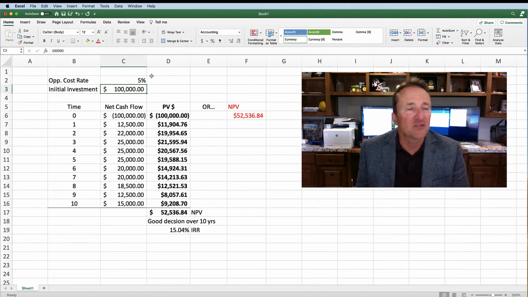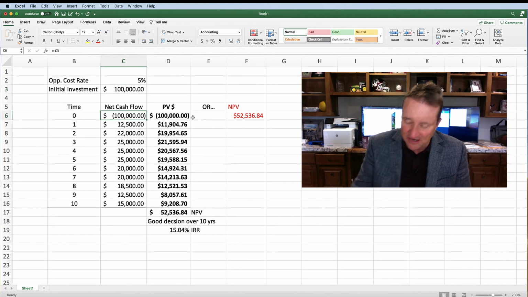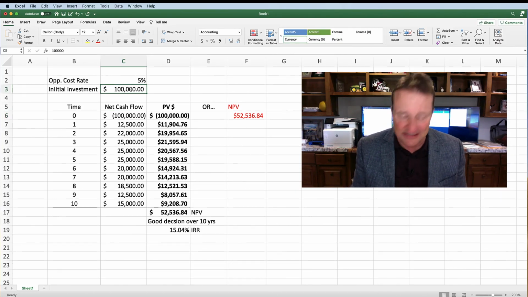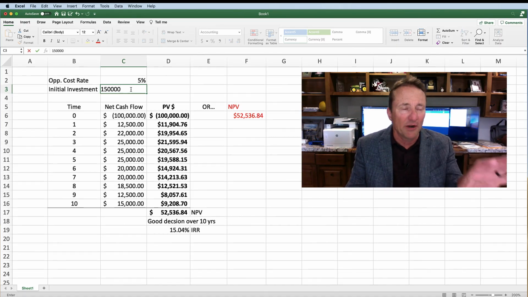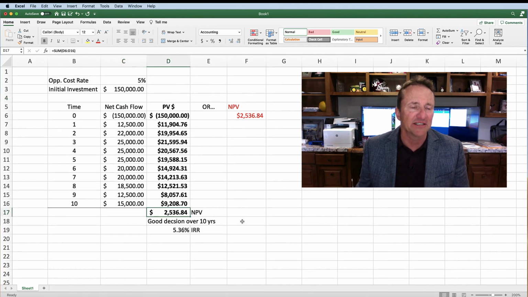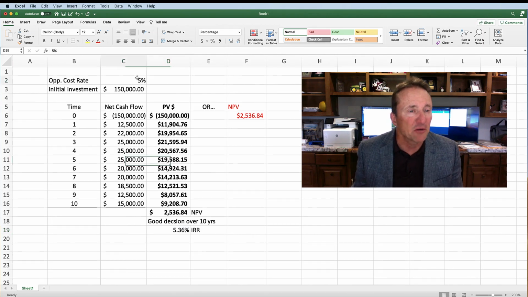A couple of other things we might do, and we've used Excel for this, we might come in here and say we have miscalculated what it costs to get this thing built. We really now have bids in. This thing's going to cost us $150,000 to get built. If you just change that one initial investment, it updates the whole sheet, and guess what? It's still positive by $2,500. Now, however, it's only earning 5.36%. You required it to earn 5%. It's earning a little more.